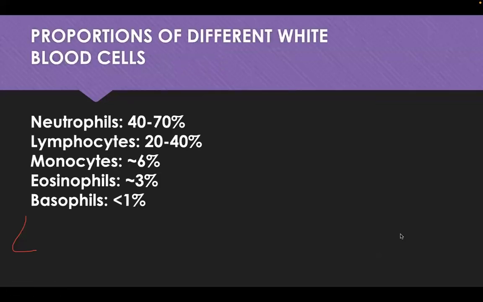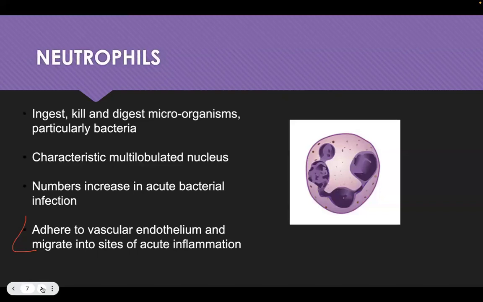So we're going to now go through all of the different cells that make up our blood. But this is something that's really important to just know off the top of your head because it can quite easily come up in MCQs and they're really easy marks. So let's start with our neutrophils.